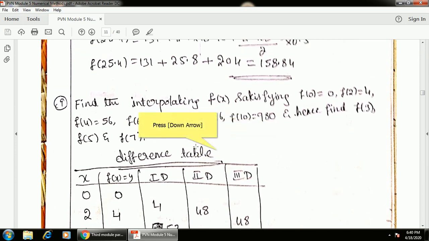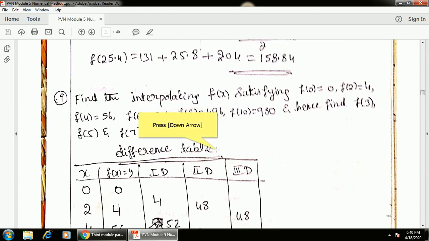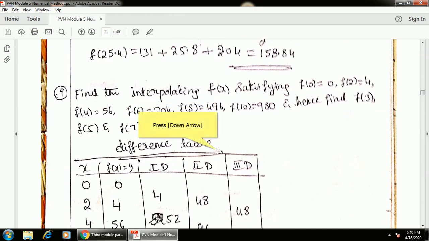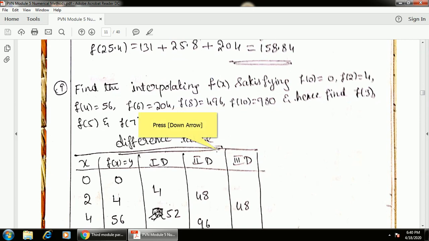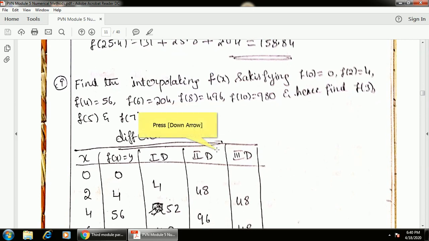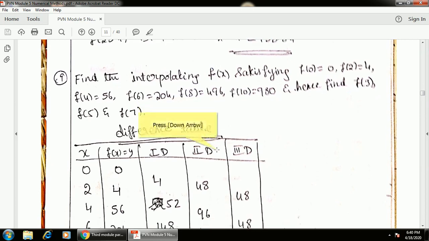Okay. Find the interpolating f of x satisfying f of 0 is equal to 0, f of 2 is equal to 4, f of 4 is equal to 56, f of 6 is equal to 204, f of 8 is equal to 496, f of 10 is equal to 980, and hence find f of 3, f of 5 and f of 7, they asked.